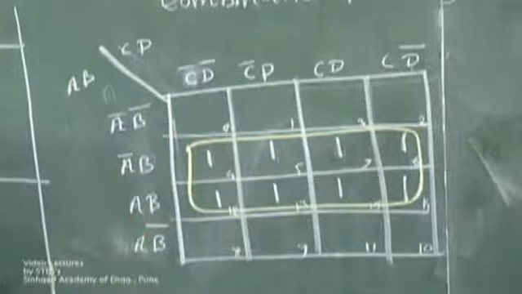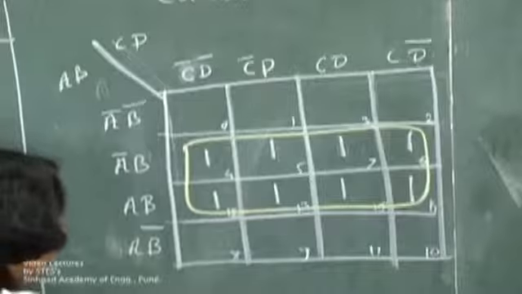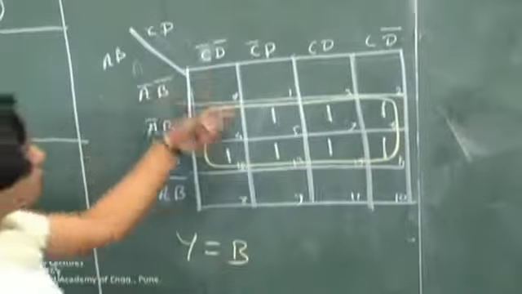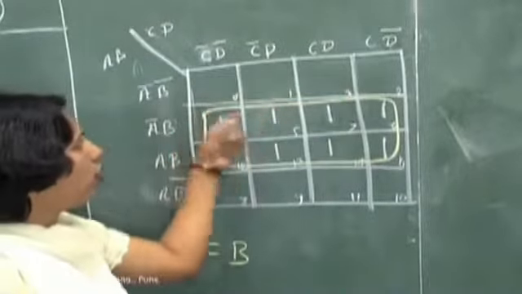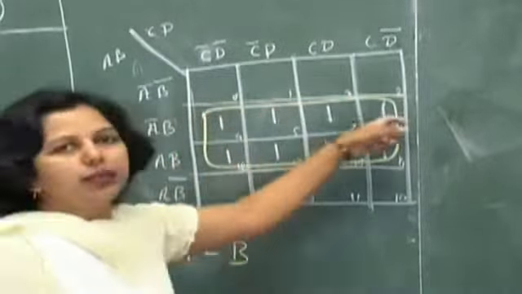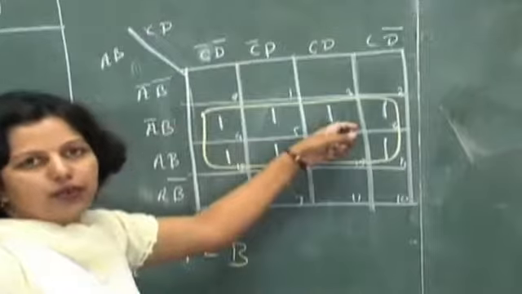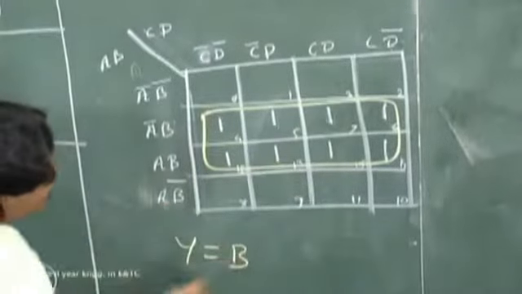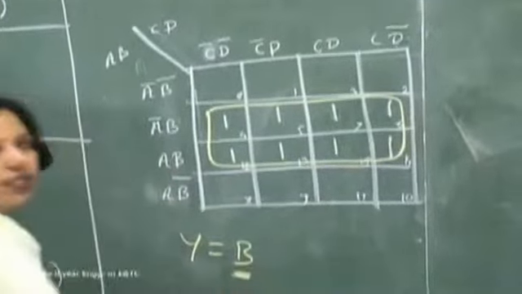So here if I see this vertical representation, B is common, okay, and if I see horizontally, nothing is common because all 4 literals here, combinations are having total 4 ones. So here it cannot be taken, so my answer is y is equal to B in this case.